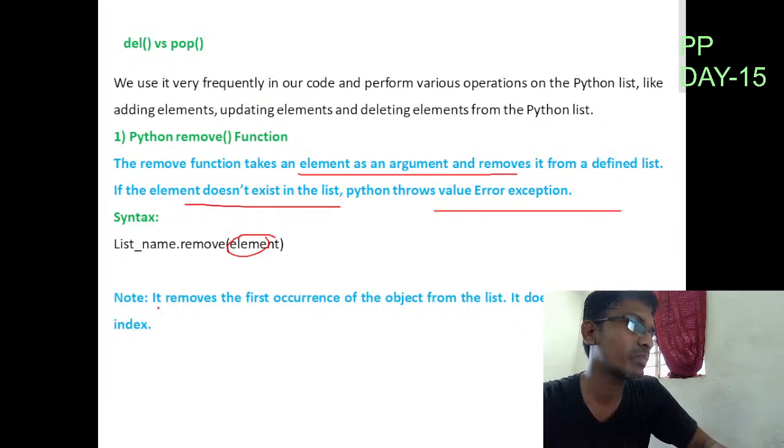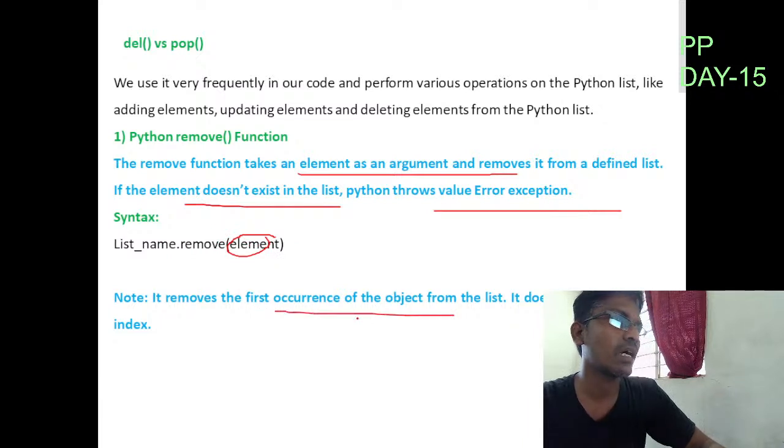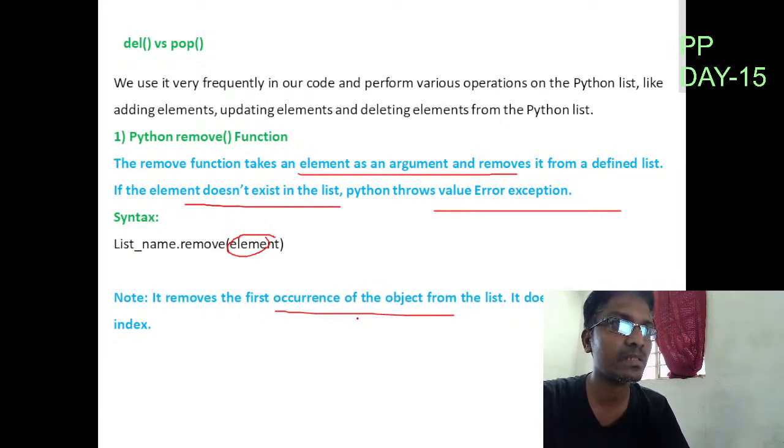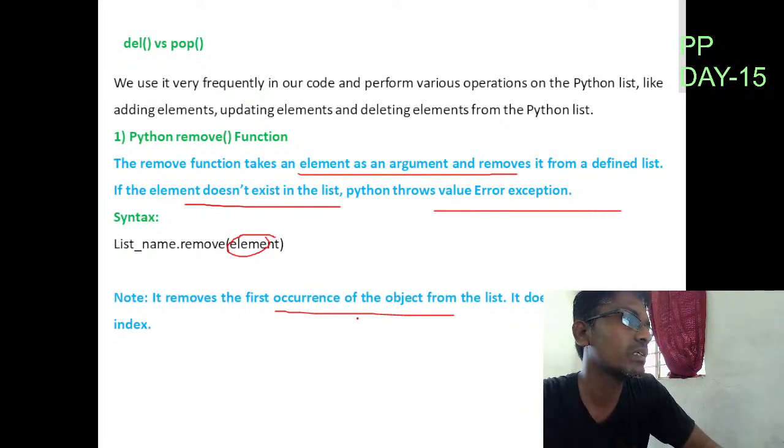So next one, you have to remember this note. It removes the first occurrence of the object from the list. By using this remove method, you remove the first occurrence of the object from the list. For example, if it is available in a second or third occurrence, it is not going to remove it. Also, the remove method does not deal with the index. You can pass elements directly, and based on that element, it will remove that value from the program.